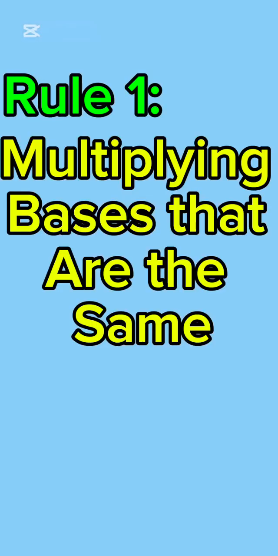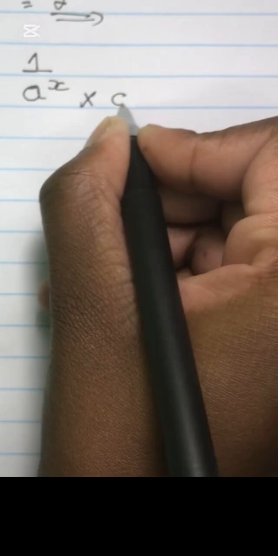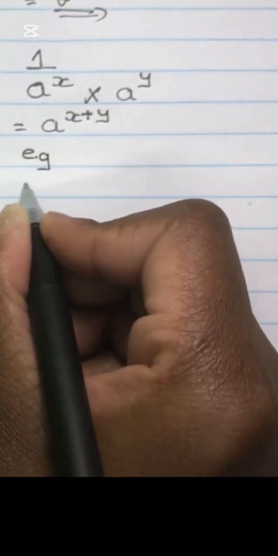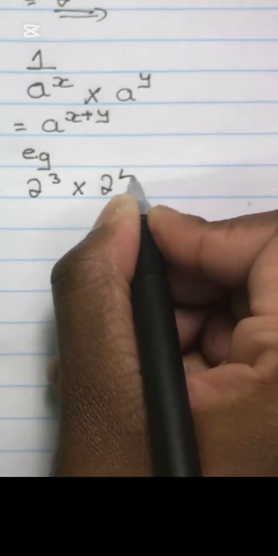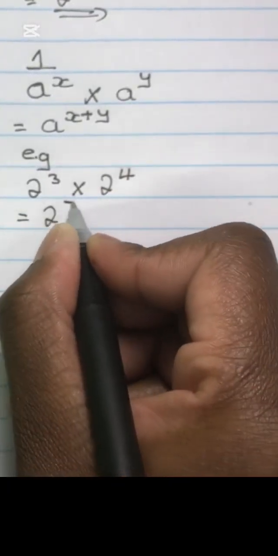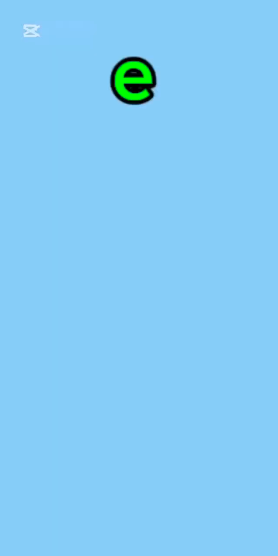Rule number 1, multiplying bases that are the same. If we have a to the power x multiplied by a to the power y, you need to take one base and then add your powers, so that will be x plus y. For example, if you get 2 to the power 3 times 2 to the power 4, you take one base 2 and then you add your powers, that is 3 plus 4 gives you 7.